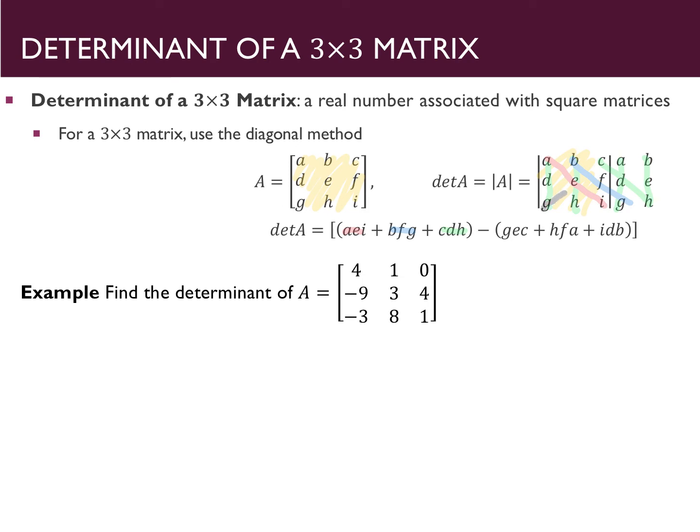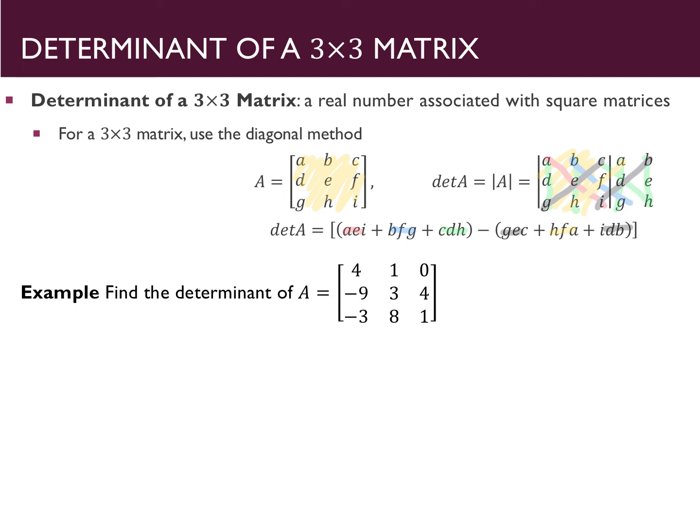So that would be your CEG from the bottom left, and then we have our HFA, and we have our IDB, and then we just use a calculator and simplify. So we're going to illustrate this in our next example.